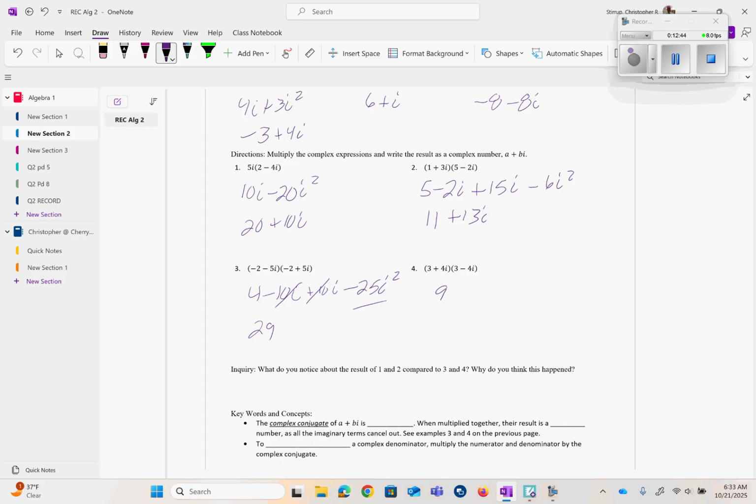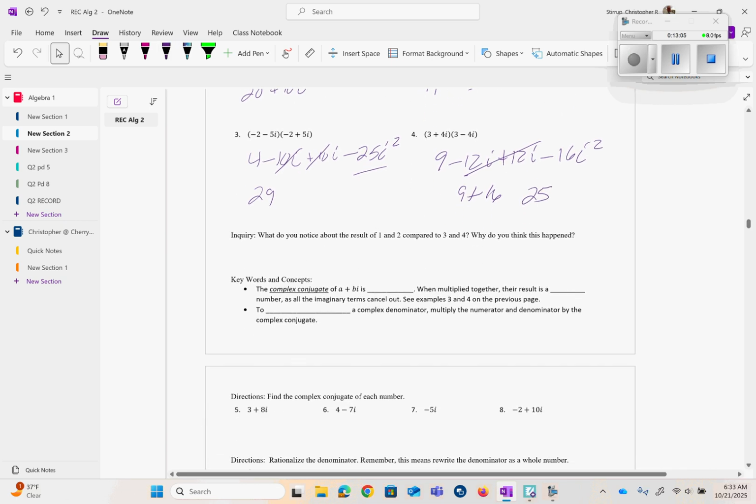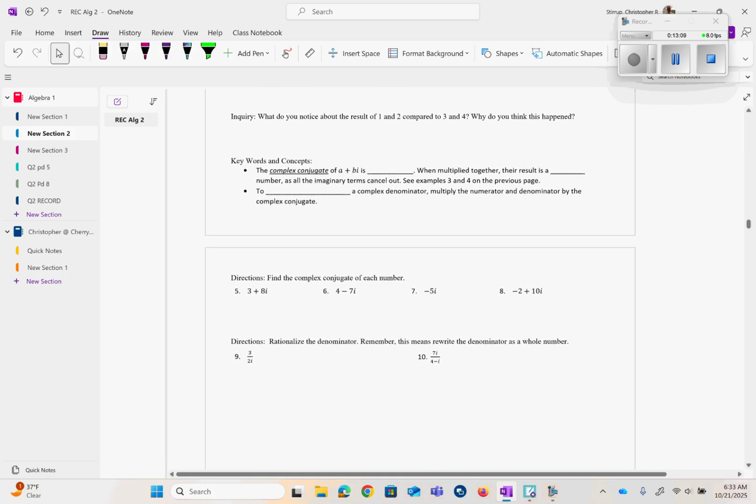On this one, I'm going to get 9 minus 12i plus 12i minus 16i squared. Those cancel out. Negative 16i squared. i squared is negative 1, so that's going to be positive 16. That's going to give me 25 for an answer. Okay, so complex numbers are a plus bi. All right, so find the complex conjugate.